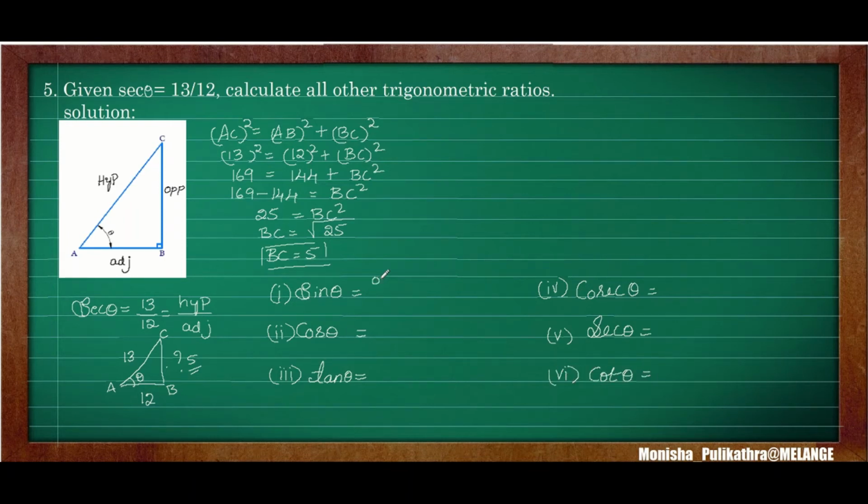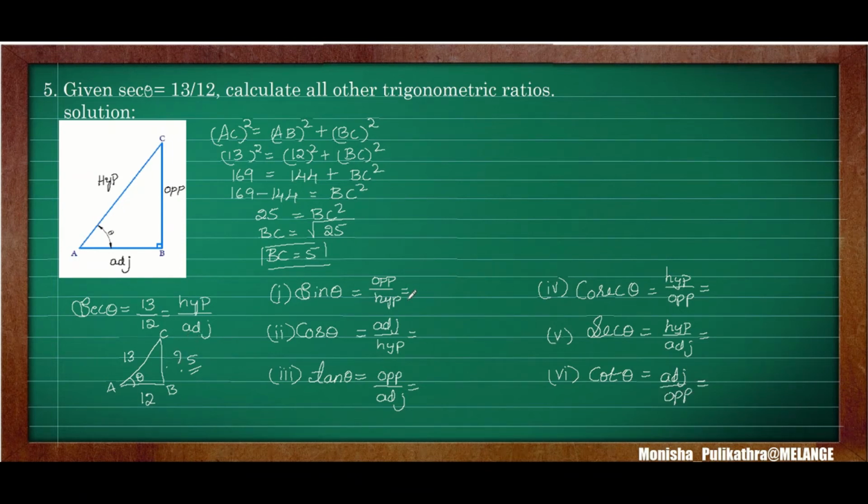So sin theta is opposite by hypotenuse, cos theta is adjacent by hypotenuse, tan theta is opposite by adjacent. Cosecant theta is the reciprocal of sin theta, so it is hypotenuse by opposite. Secant theta is the reciprocal of cos theta, so hypotenuse by adjacent. And cot theta is the reciprocal of tan theta. Therefore it is adjacent by opposite.